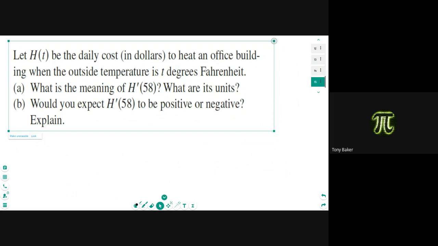H is what? Heat, right? So would you expect the derivative of it to increase or decrease as the temperature increases? It would decrease because we're not going to have to pay as much for heat. So in this case, it would be negative. The colder it is, the more heat you're going to use, the more it's going to cost you. The warmer it is, the less heat you're going to use, the less it's going to cost you. So it's negative. Okay.